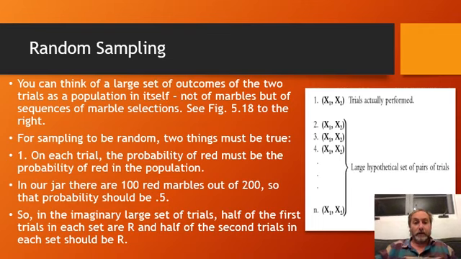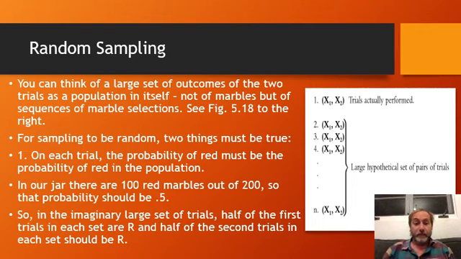Okay, well, with that idea of the imaginary long series of picking two marbles over and over, we can start talking about what it means for sampling to be random. For sampling to be random, two things must be true. First of all, on each trial, the probability of red must be the probability of red in the population. In our jar, we happen to know that there are 100 red marbles out of 200 total marbles, so the probability is 0.5. On each trial, that should be the actual probability of pulling a red marble, and it is in our example.